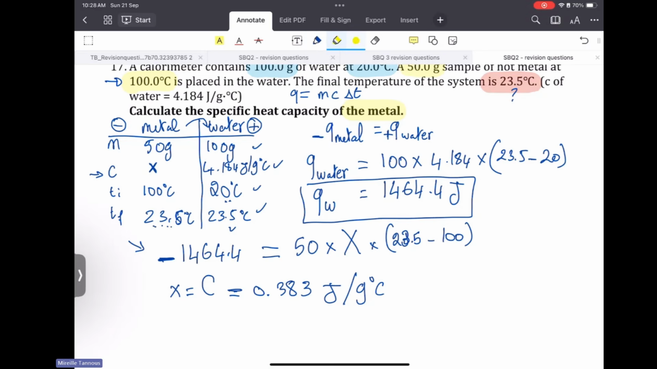Now, in case you forgot to put the minus here, you are going to obtain a negative value for C. So then you should remember that you forgot to put the negative. Once you put the negative again, the value of C will be positive.